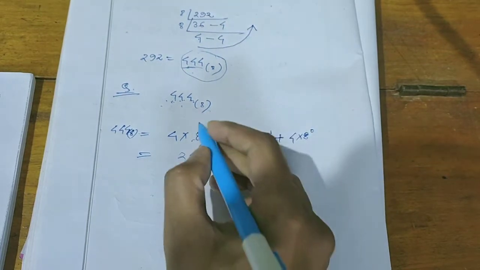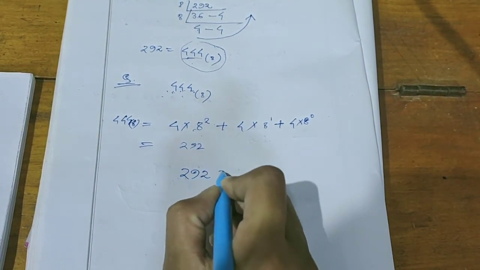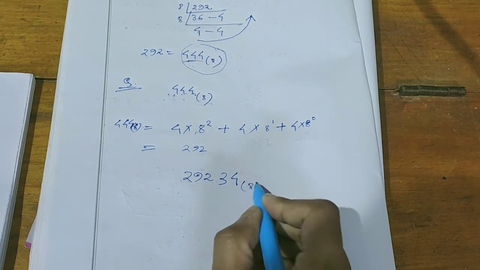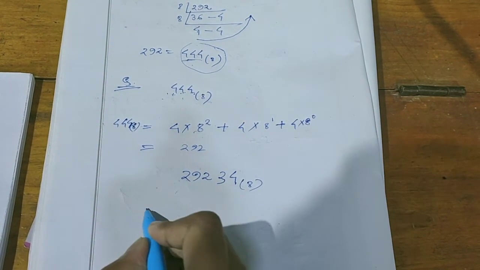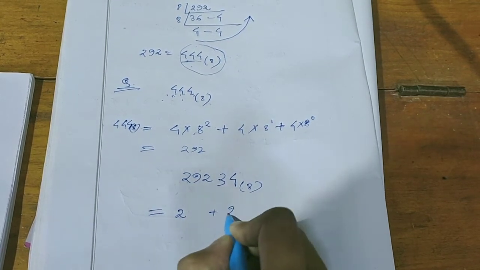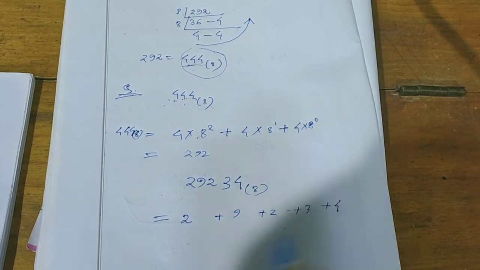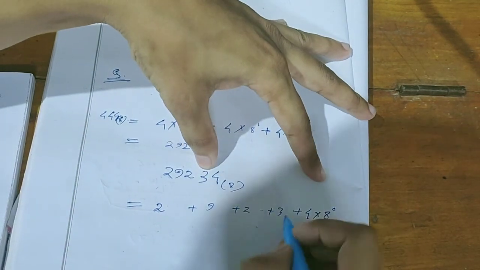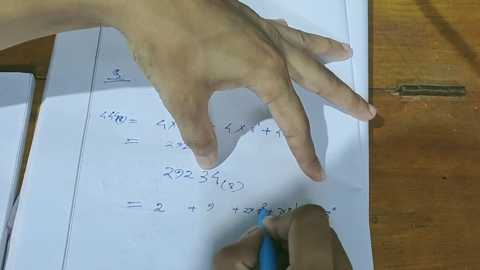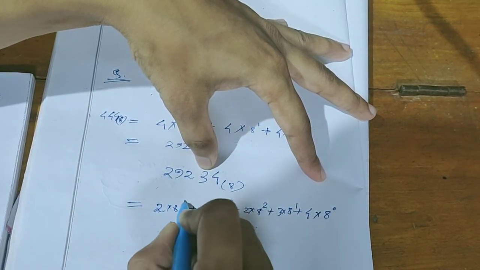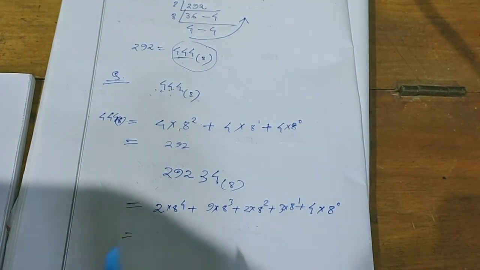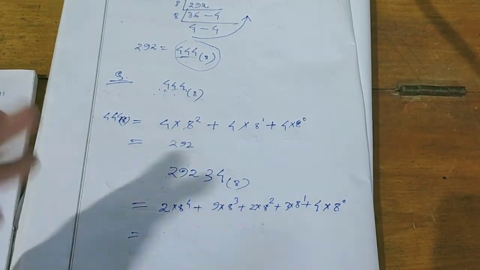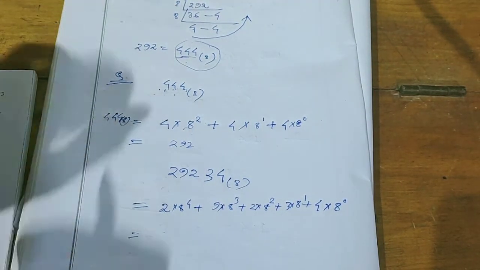Now suppose this question had this many digits. The question is to convert this into a decimal number. So we will have to write it as 2 plus 9 plus 2 plus 3 plus 4. Now see, here the power of 8 will be 0, here the power of 8 will be 1, 2, 3, 4. Then if we calculate, we will get the decimal number. Okay, so this is how we convert numbers from other bases to the decimal system.